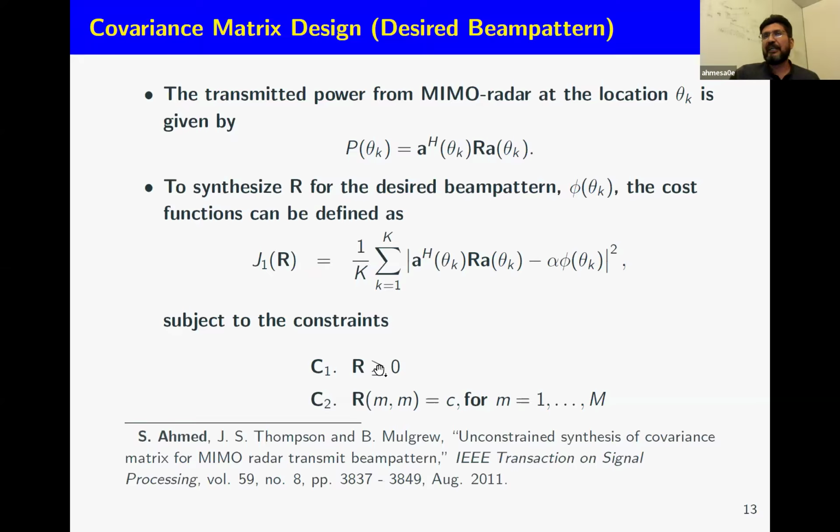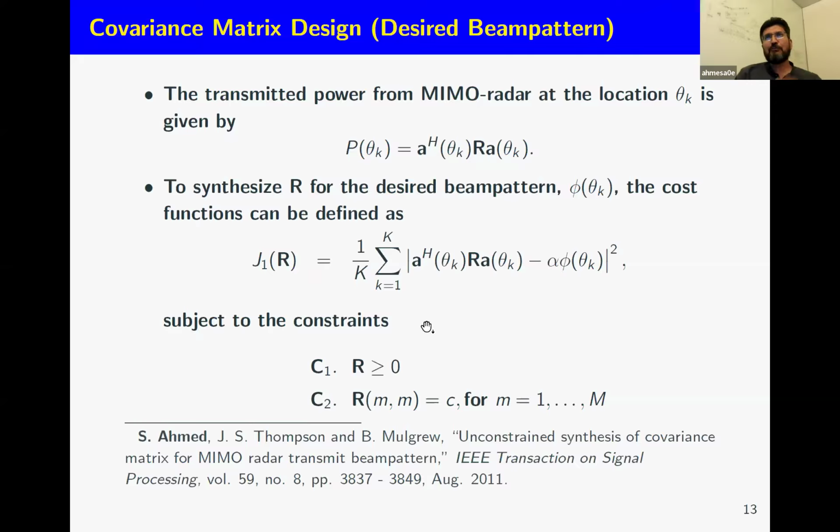So the covariance matrix should be positive semi-definite. Secondly, as I mentioned earlier, if you want to transmit the same power from all the antennas, we need the main diagonal elements to be the same. So here we can make that the same as well. We provided a number of solutions.